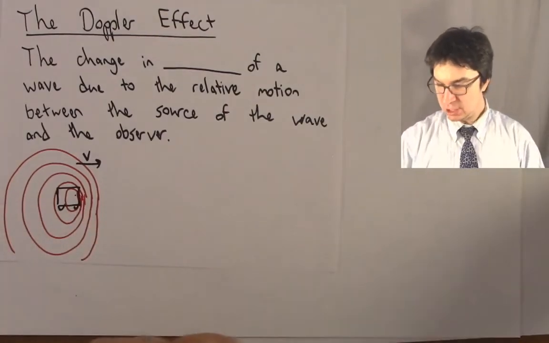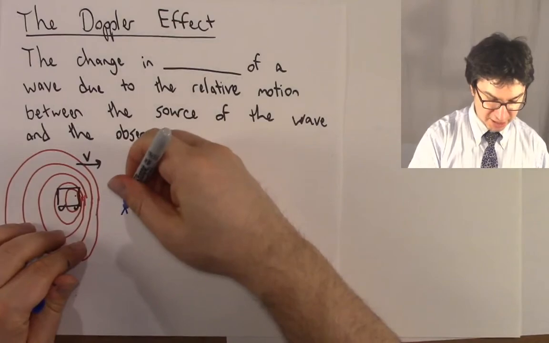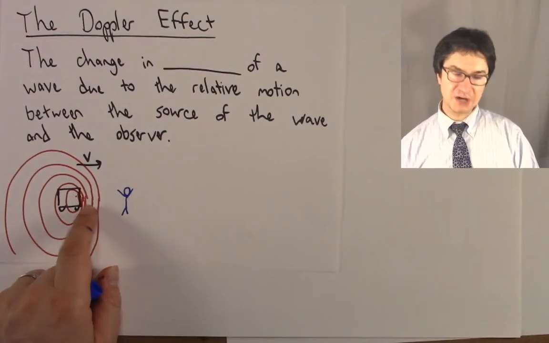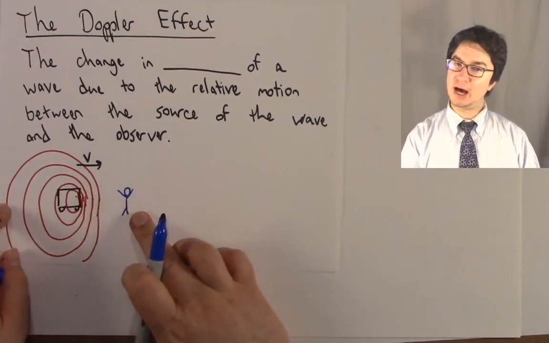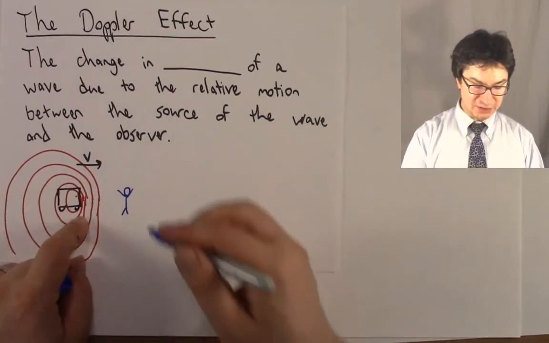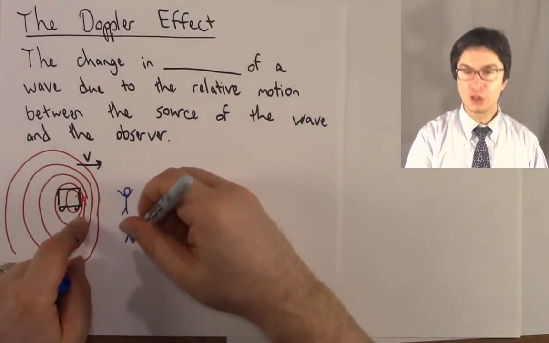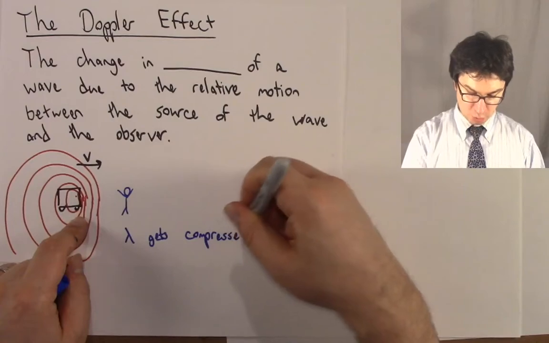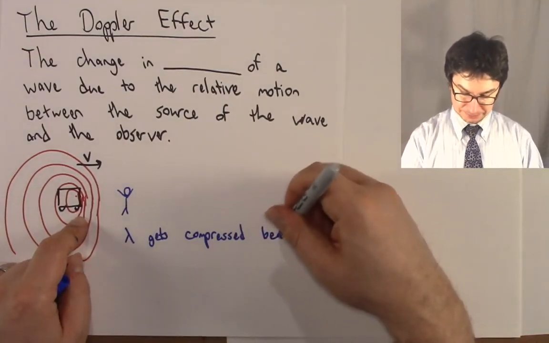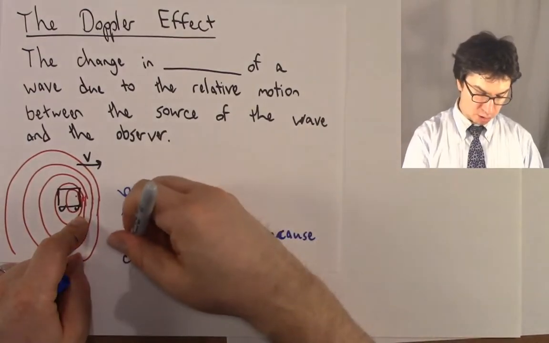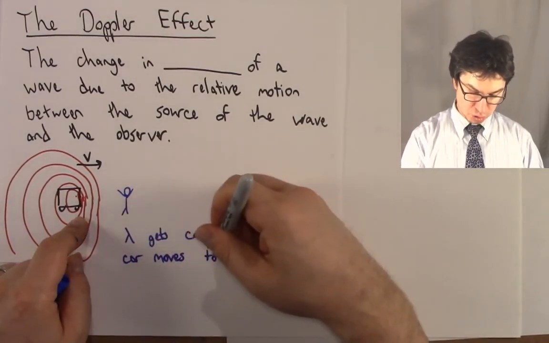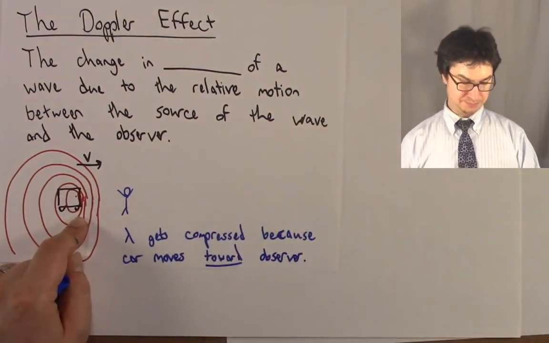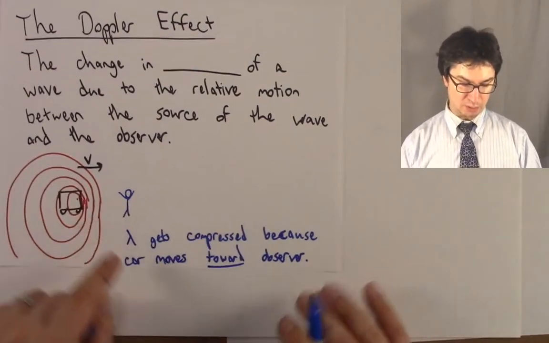What that means is, for an observer, like a person standing on the side of the road, the person's going to hear a different frequency than somebody who's behind the vehicle. And the reason for that is that the wavelength, lambda, gets compressed. The wavelength gets compressed because the car moves toward the observer. Okay? Now, what about the frequency?